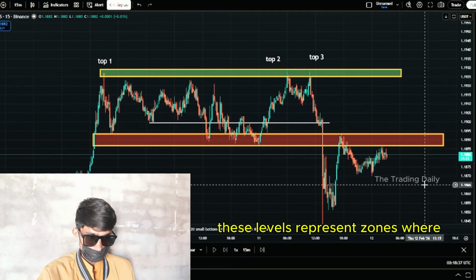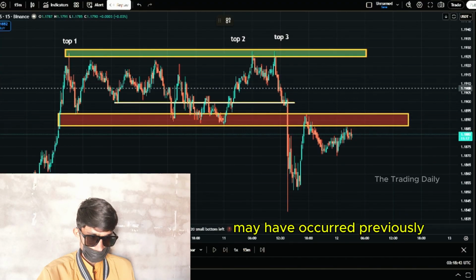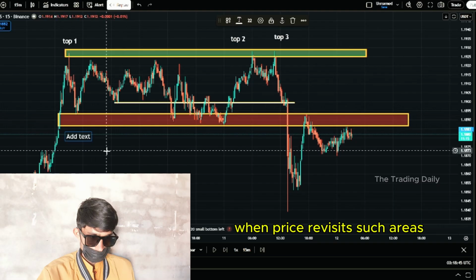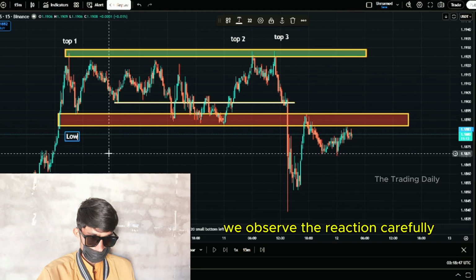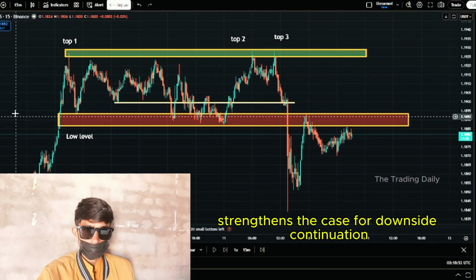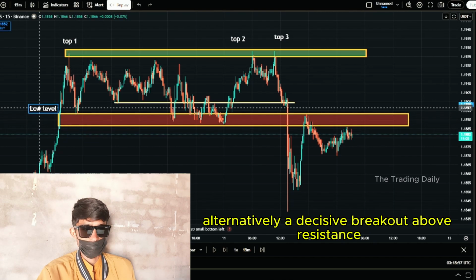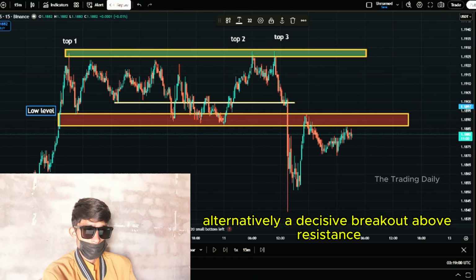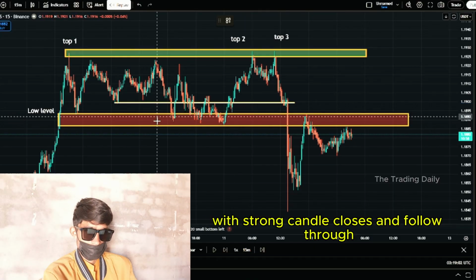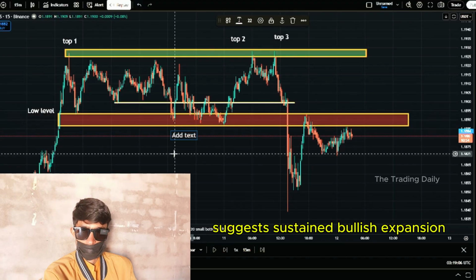These levels represent zones where institutional participation and significant order flow may have occurred previously. When price revisits such areas, we observe the reaction carefully. A strong rejection from resistance accompanied by bearish confirmation strengthens the case for downside continuation. Alternatively, a decisive breakout above resistance with strong candle closes and follow-through suggests sustained bullish expansion.